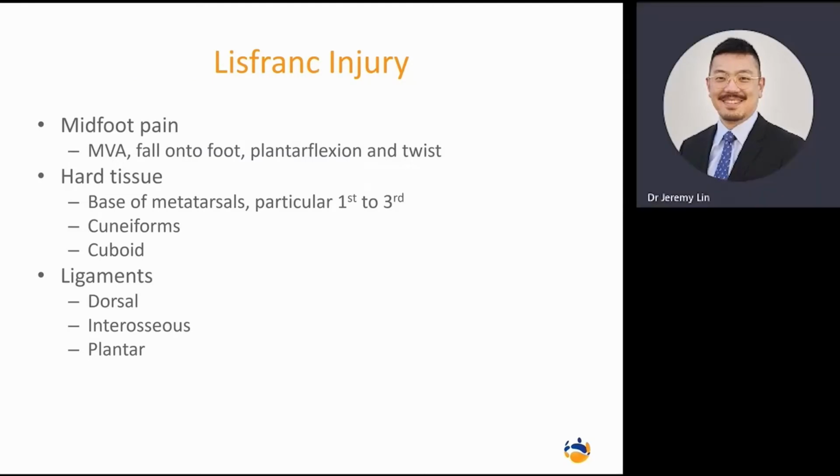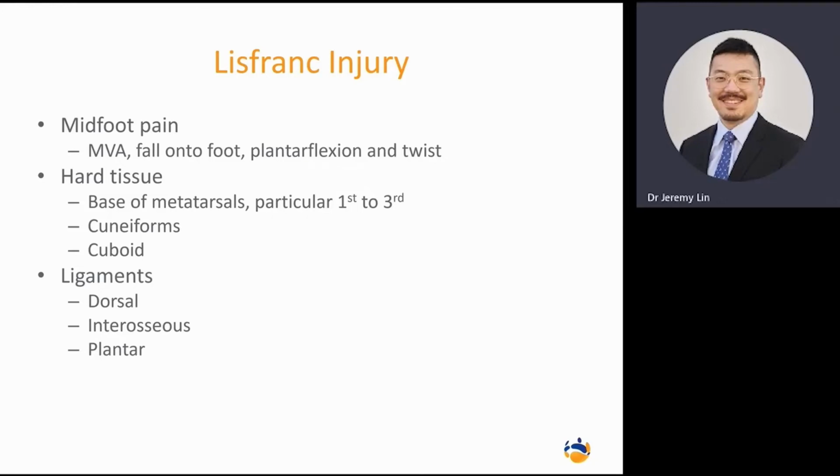Okay, so the next condition we're going to talk about is one of the don't-miss injuries. It's the Lisfranc injury. Mechanism for this injury is variable. Often we see them in motor vehicle accidents. Say, for example, you're stomping on the brake before you run into somebody in front of you, and you run into the car with hard enough force that it injures that Lisfranc joint. Or alternatively, you could have fallen onto your foot, or in sporting injury, you can be plantar flexing and twisting your foot at the same time, and those can all lead to Lisfranc injuries.